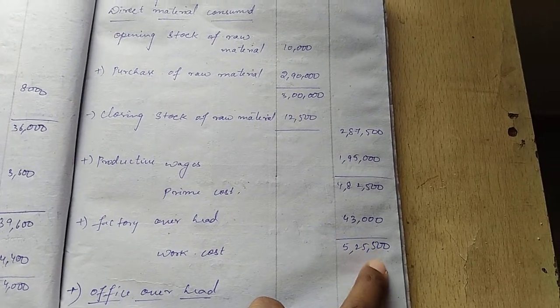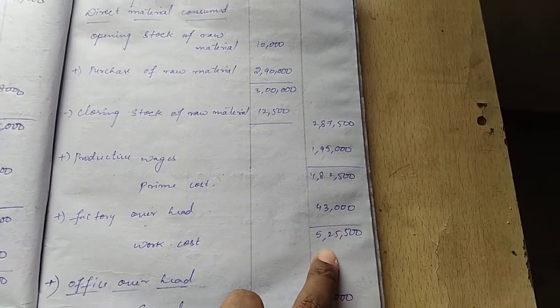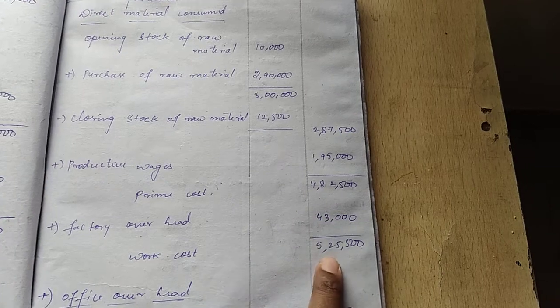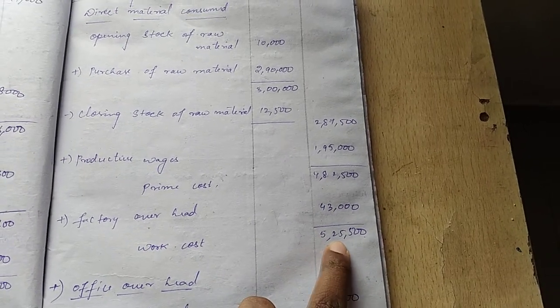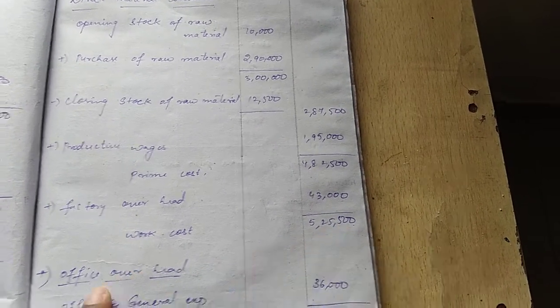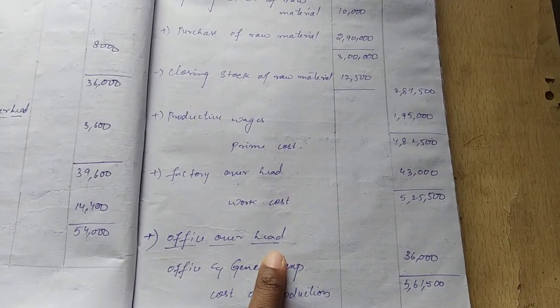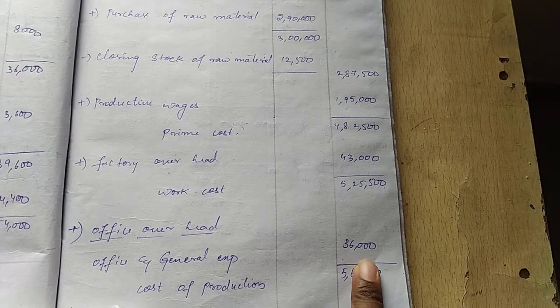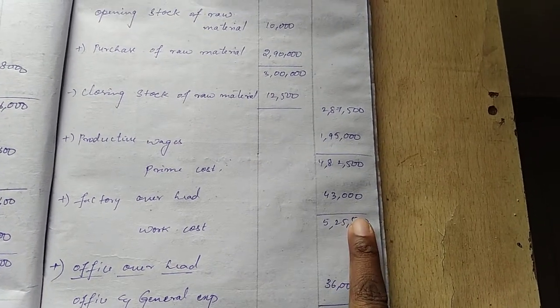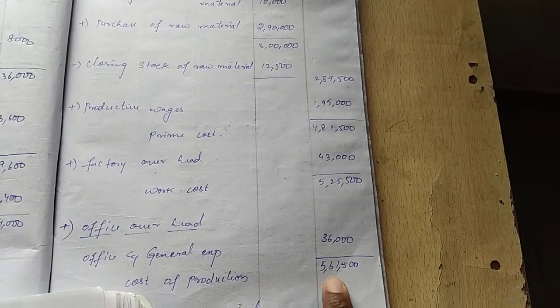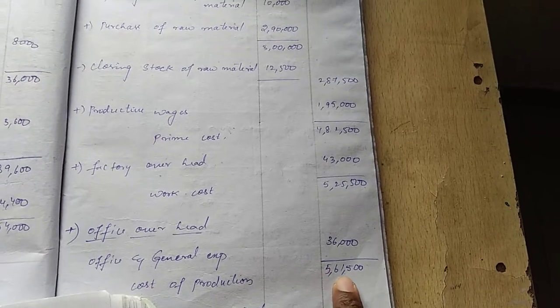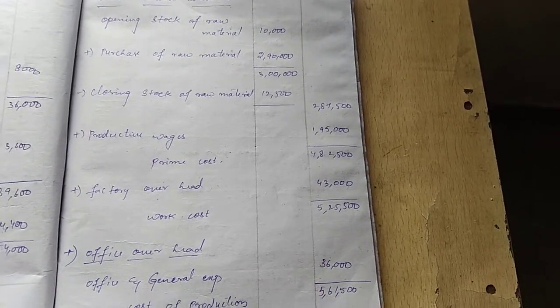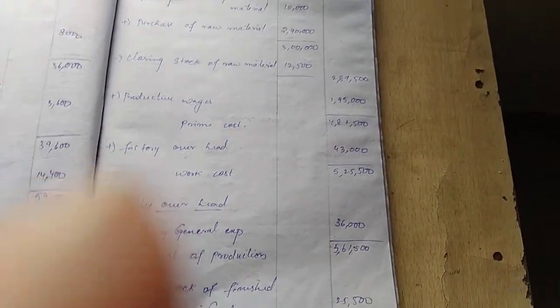Next, add factory overhead. How much has he given in the question? 43,000. After adding the factory overhead to prime cost, work cost, how much did we get? 5,25,500. Next, administration or office overhead. Office and general expenses, how much has he given? 36,000. So this amount you have to add to the work cost. Then you will be getting a cost of production, 5,61,500.